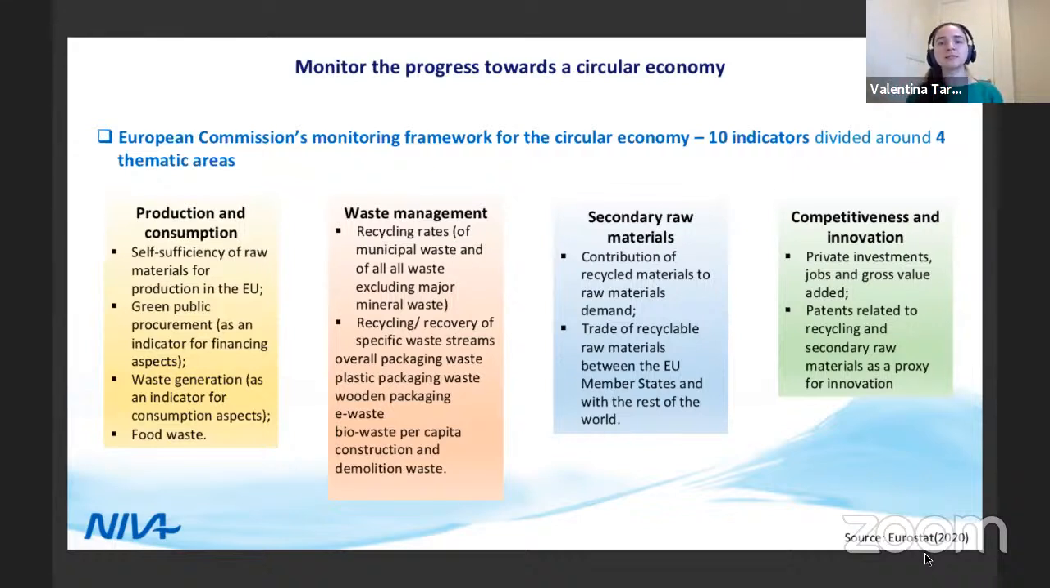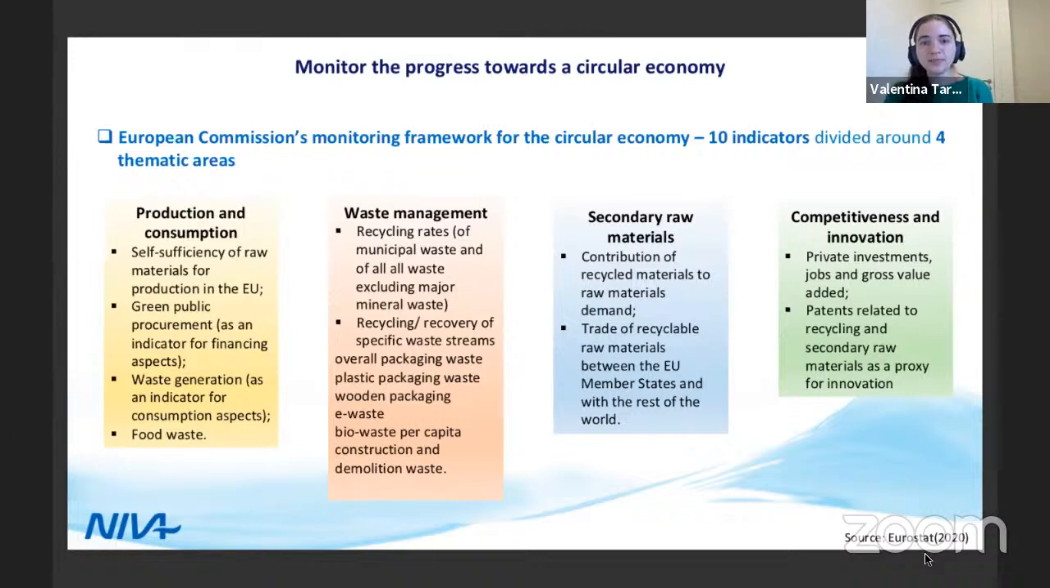Last but not least, the competitiveness and innovation thematic area includes two indicators that refer to private investments, jobs, and gross value added, and patents that relate to recycling and secondary raw materials as a proxy for innovation.